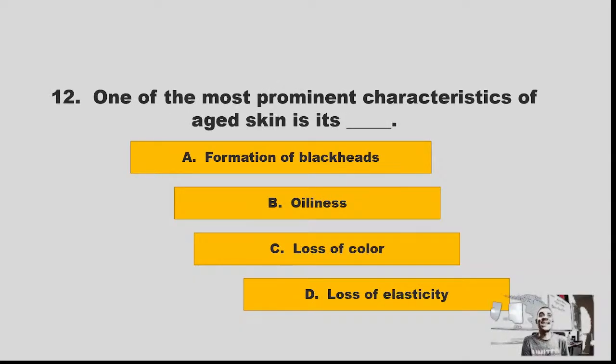Up next, one of the most prominent characteristics of aged skin is its, here are your answers, formation of blackheads, oiliness, loss of color, or loss of elasticity. Prominent characteristics of aged skin. What could that be? Is it formation of blackheads? Is it oiliness? Is it loss of color? Or is it loss of elasticity?